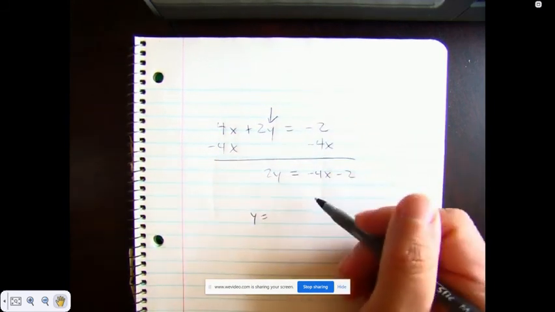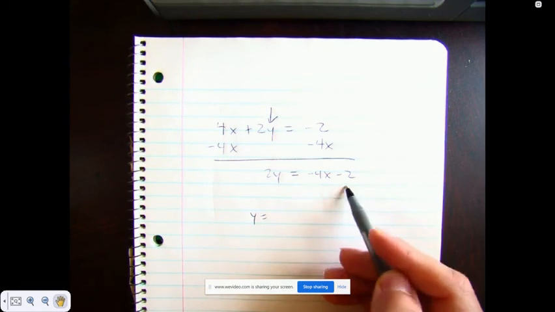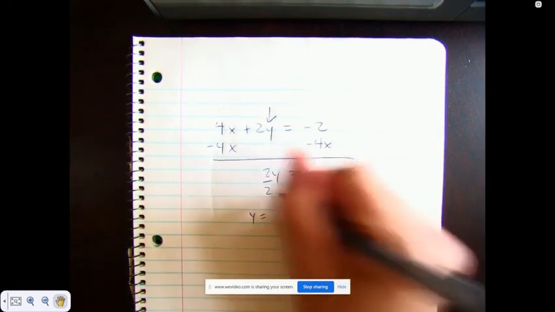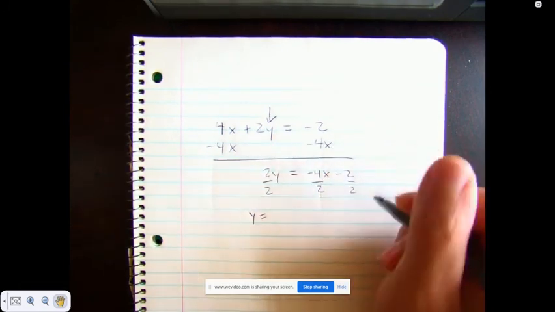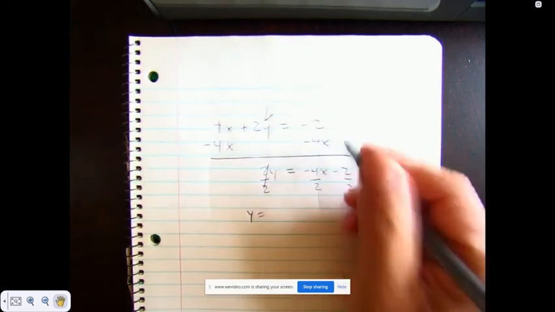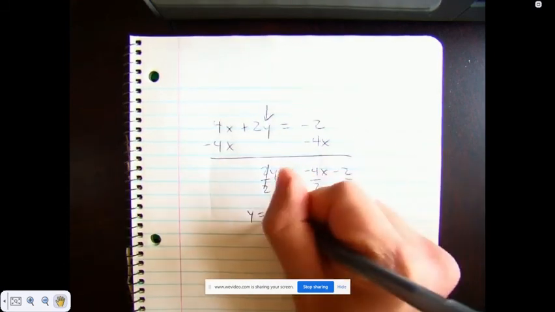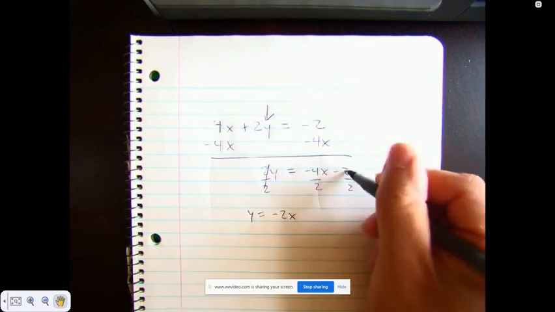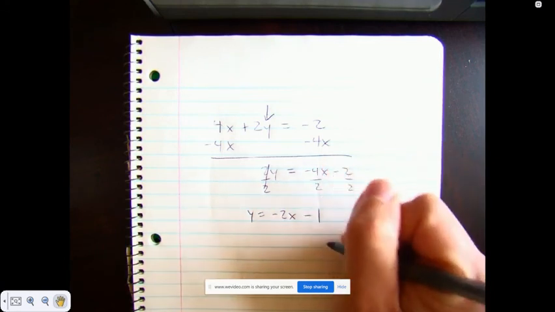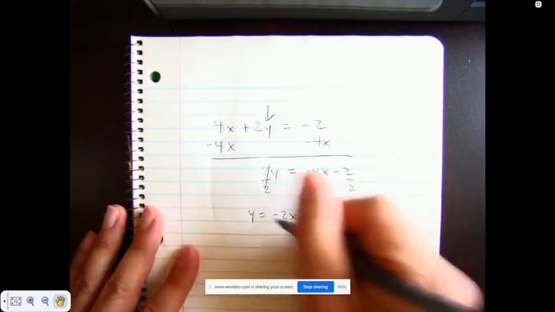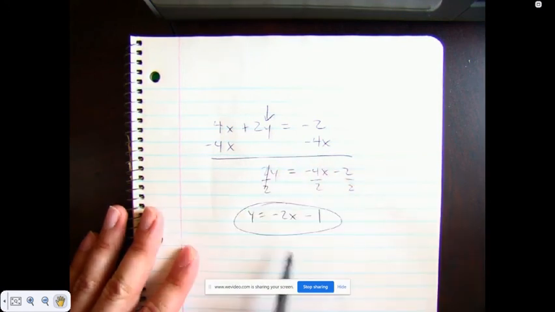At this point, what I need to do is divide by 2 for all 3 terms in order to finish converting it into slope-intercept form. This is going to cancel. -4 divided by 2 is -2, and then -2 divided by 2 is just -1. So there you have it. We have our second equation now in slope-intercept form, and then we can go ahead and graph.